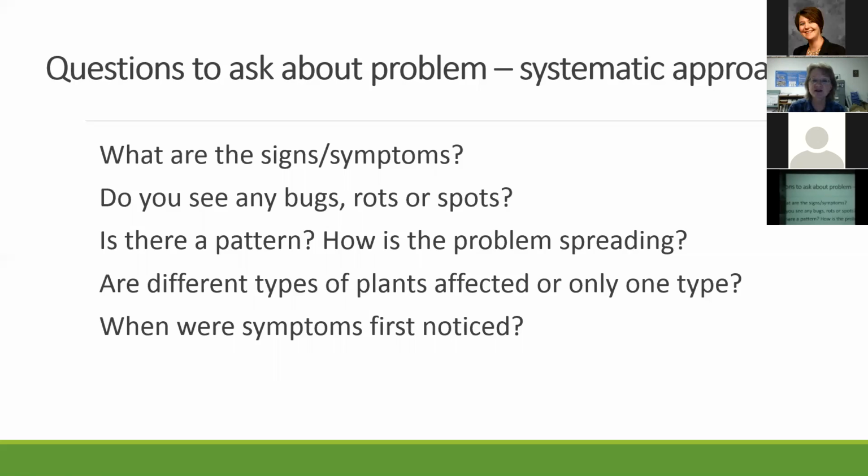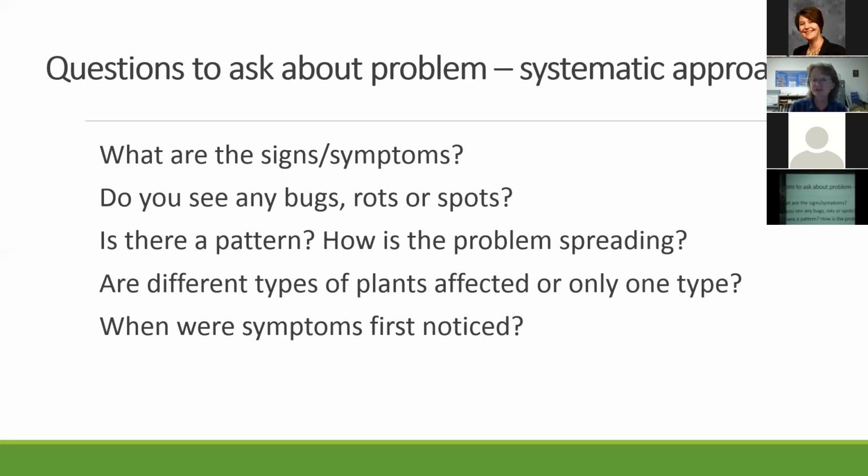Is it top down on the plant, which usually indicates a root issue? Is it from the bottom up? Like with tomatoes, that's frequently going to indicate a disease issue, a fungal disease issue. And how is the problem spreading? Is it spreading from plant to plant? Is it only affecting that one plant? Is it spreading rapidly? And are different types of plants affected?